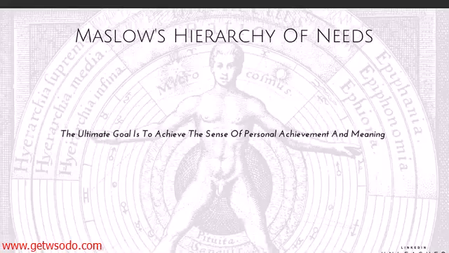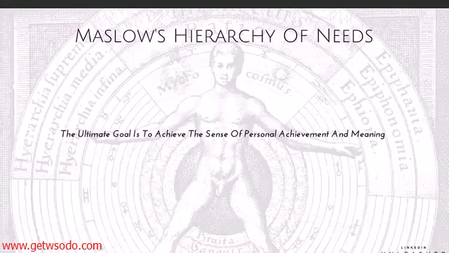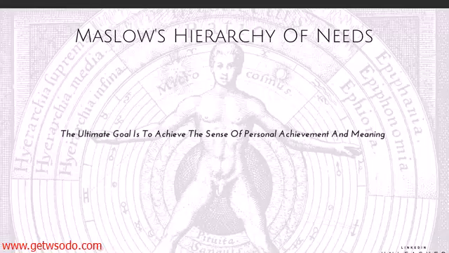So firstly, Maslow's hierarchy of needs. If you've not heard of this, it's basically a pyramid, which I'll show you in a second, which covers human needs, starting from the basic needs that you need to survive and live, like shelter, food, water, etc., moving up through the ranks. But the ultimate goal is to achieve the sense of personal achievement and meaning. That's basically what you can take away from the pyramid and what it means as a whole.